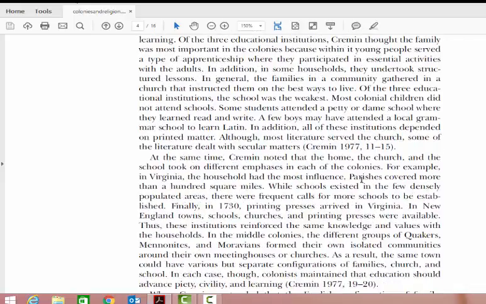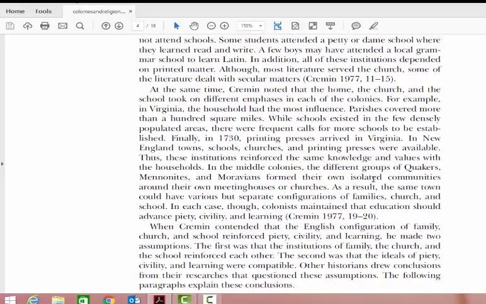At the same time, Cremin noted that the home, the church, and the school took on different emphasis in each of the colonies. For example, in Virginia, the household had the most influence. Parishes covered more than 100 square miles, so the church becomes less of an influence. And schools existed in only very few areas. They were very densely populated. So these three agents of socialization, family, church, and school, shifted differently in many of these colonies. In the large cities, schools were there, but family was the key element.